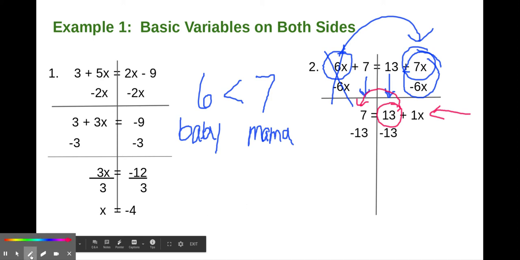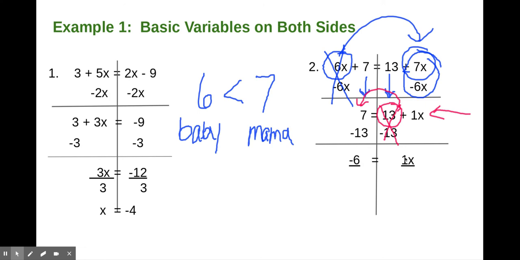And by doing that, that crosses out. Okay. And so then what are you left with? Well, 7 minus 13 is negative 6. And then we just bring down that 1x. And again, this is now the last step of your equation. This is 1 times x.